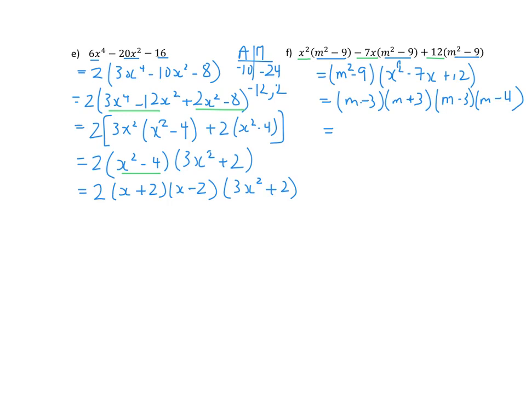Now since there's 2 factors of m minus 3, you might see that written as m minus 3 all to the exponent of 2 times m plus 3 times m minus 4. And we're done.